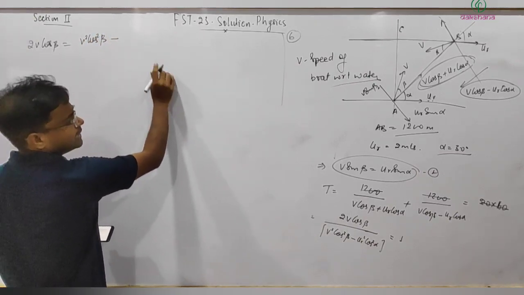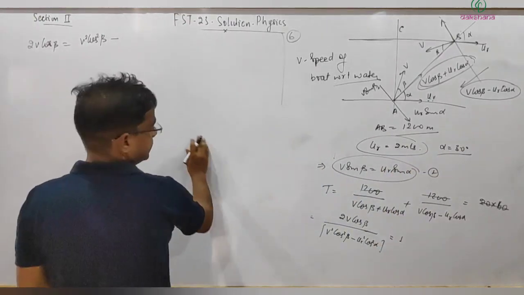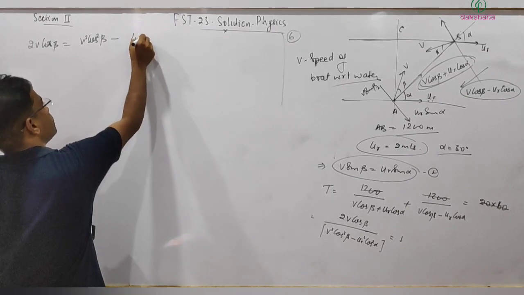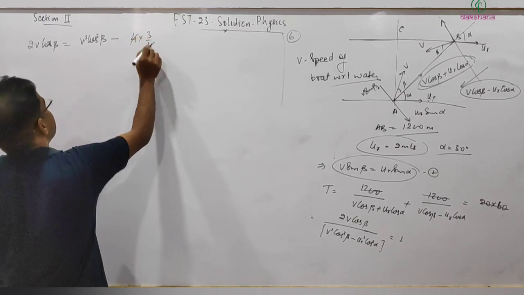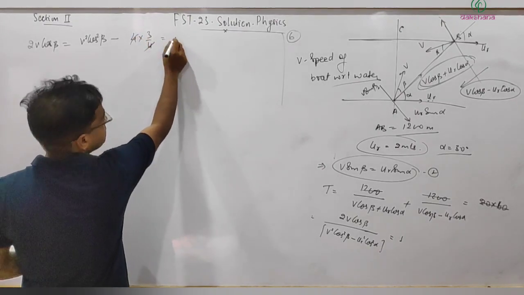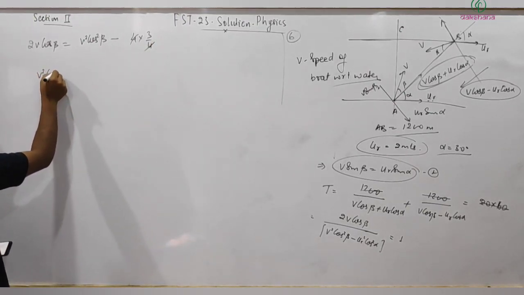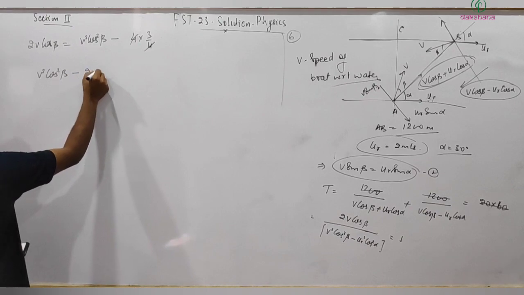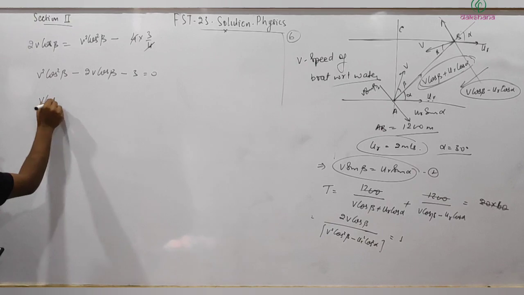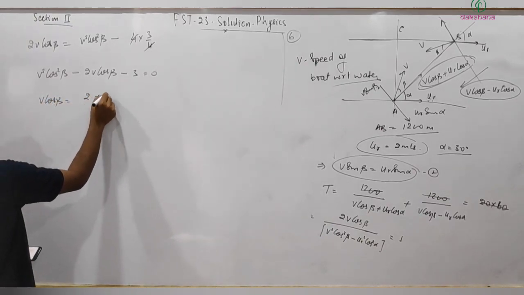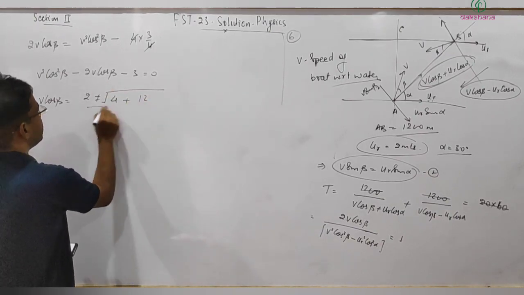U is given as 2 meter per second, and alpha is given as 30 degrees. So let me substitute. U square means 4 into cos square alpha. 4 cos square alpha is 3 by 4, which gets cancelled, and that's all. So this quantity is V square cos square beta minus 2V cos beta minus 3 equal to 0.